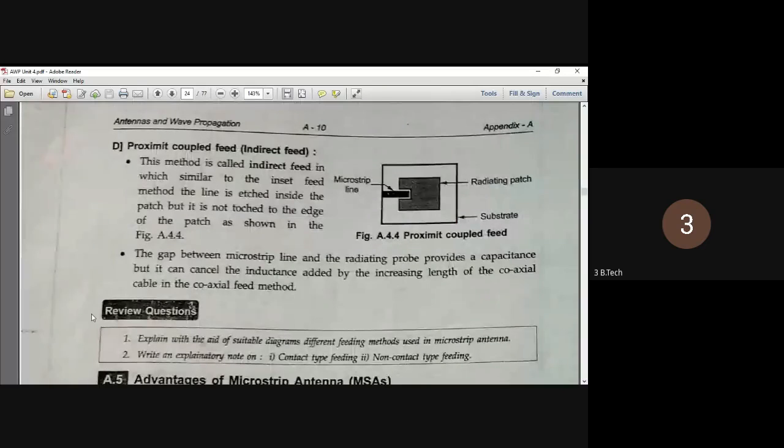So the last one is the proximity coupled feed, or indirect feed. This method is called the indirect feed, which is similar to the inset feed. The line is actually inside the patch, but it does not touch the edge of the patch. So this is called the proximity coupled feed.